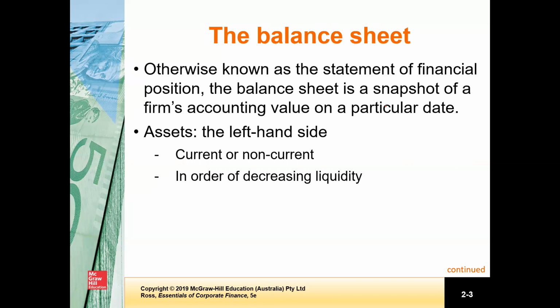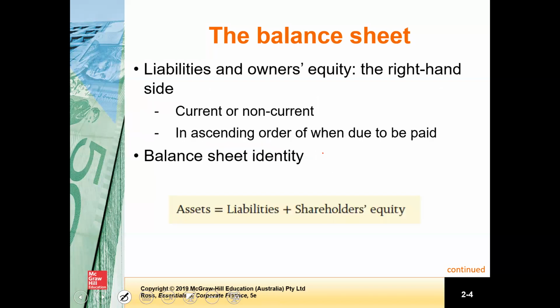So it is a convenient means of organizing and summarizing what a firm owns, that means its assets, and what the firm owes, that means its liabilities, and the difference between these two. On the left-hand side, the balance sheet has assets, and on the right-hand side, it will have liabilities and owner's equity.